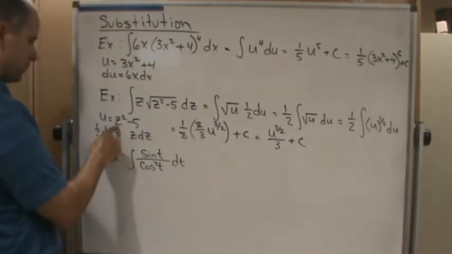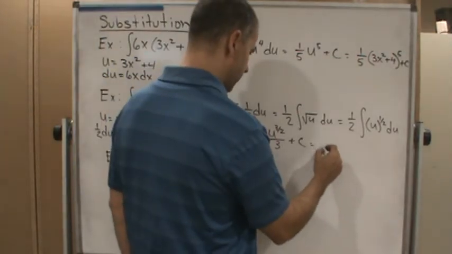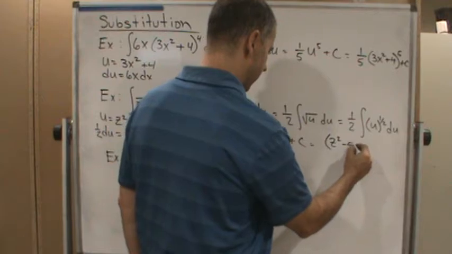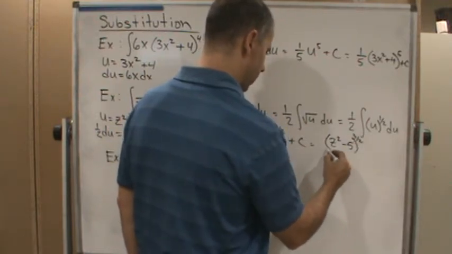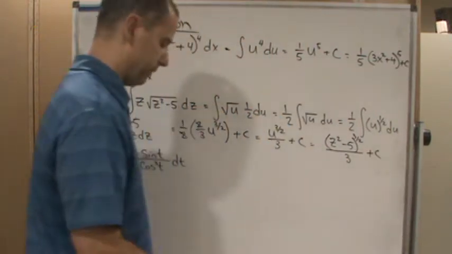And now I'm going to substitute back in z squared minus 5. So then this becomes z squared minus 5 all raised to the 3/2 power divided by 3 plus c. And that's my final answer.